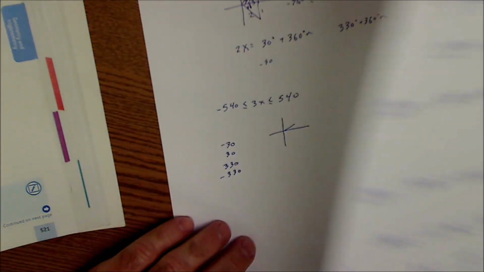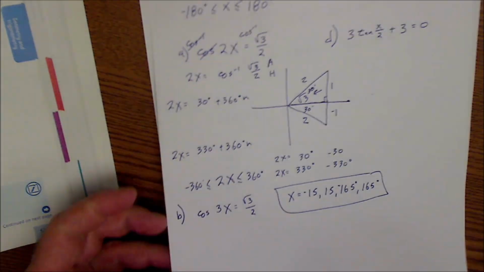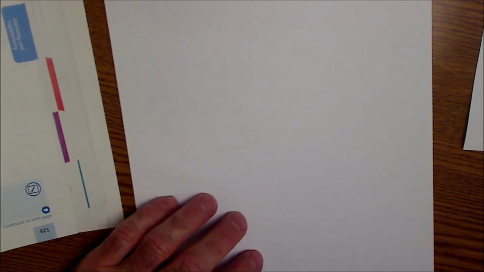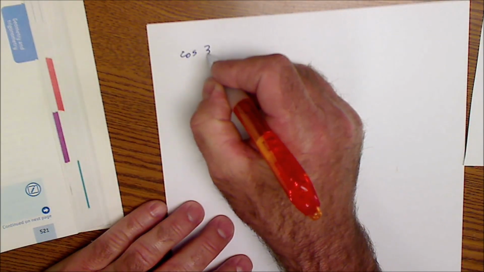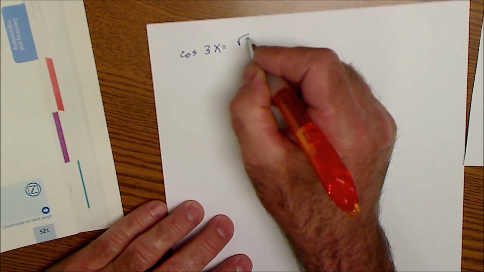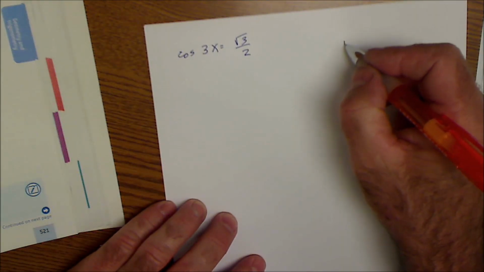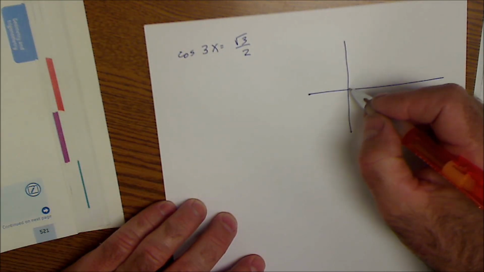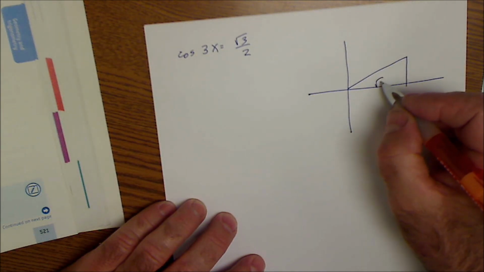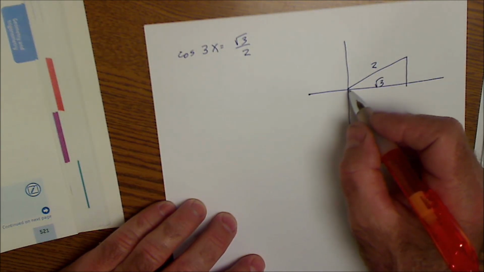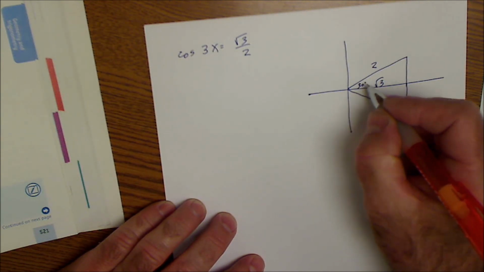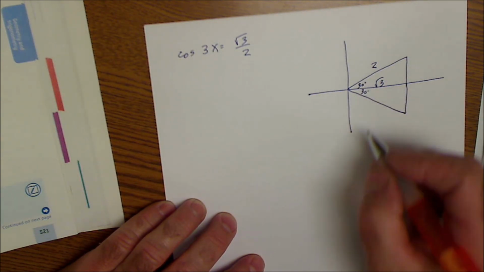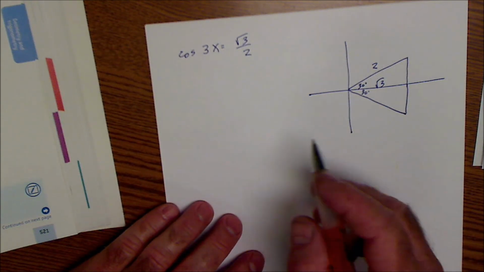And let's take a look at another one here. Let's take a look at B. B is going to be pretty similar. Cosine of 3x is equal to root 3 over 2. That's going to be the same set of triangles where my adjacent is root 3, my hypotenuse is 2, and that'll happen both at 30 and negative 30. So that'll happen at those two angles.